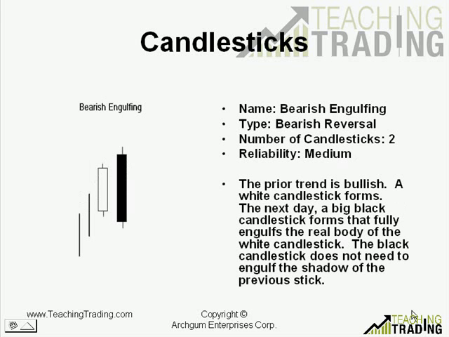So here we have a bearish engulfing pattern, and it is a bearish reversal, which means that the current trend is an uptrend. And when we see this bearish engulfing pattern, there is a probability that it will become a downtrend. The prior trend is bullish. A white candlestick forms. The next day, a big black candlestick forms that fully engulfs the real body of the white candlestick. The black candlestick does not need to engulf the shadow of the previous stick. The reliability is medium, which means that it is good to wait for confirmation. So we would wait until the next day, and if the candle on the next day closes lower, then this gives the pattern high reliability, and we can get in after the confirmation.